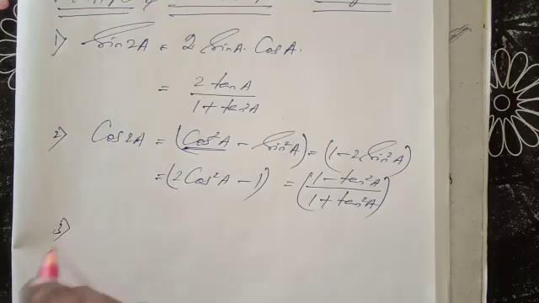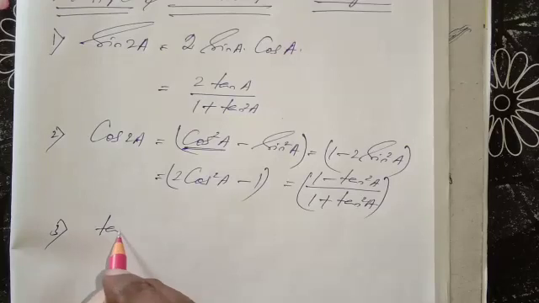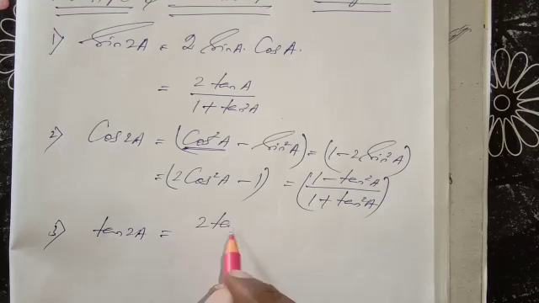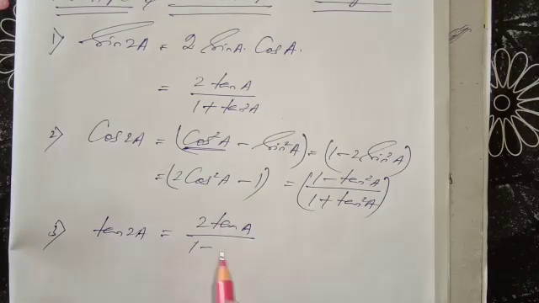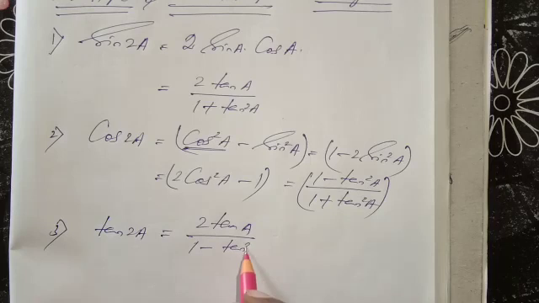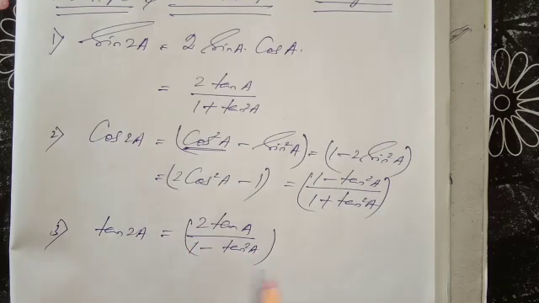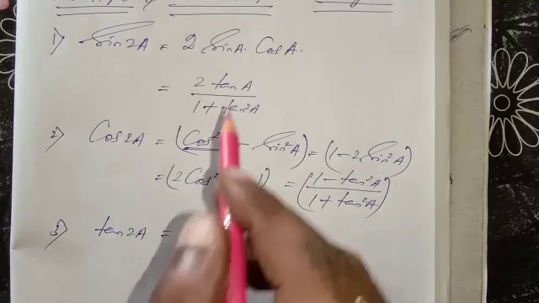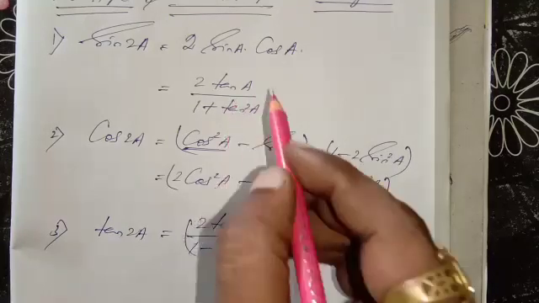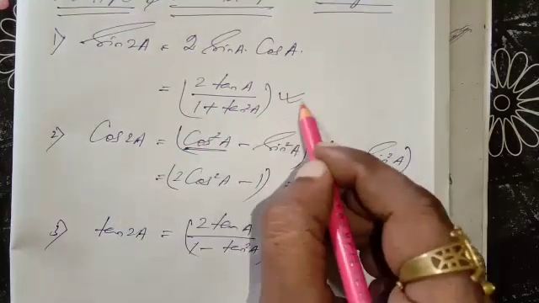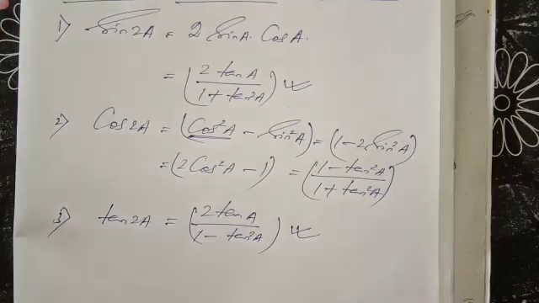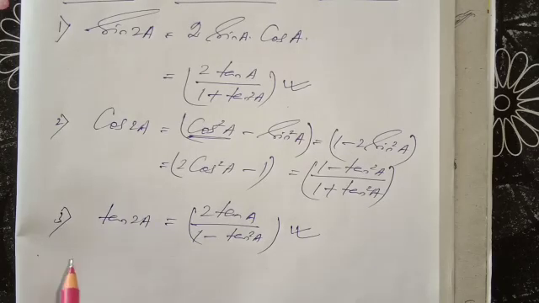Next one is tan 2a. The tan 2a formula, the multiple angle formula, is 2 tan a by 1 minus tan square a. Just to compare, the tan 2a formula is 2 tan a by 1 minus tan square a, but the cos 2a formula is 1 minus tan square a by 1 plus tan square a, and sin 2a is 2 tan a by 1 plus tan square a. You have to memorize the sin 2a formula, cos 2a formula, and tan 2a formula. These are the main important formulas that I have written here.